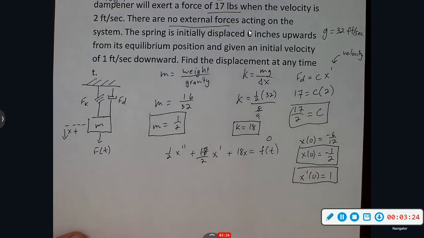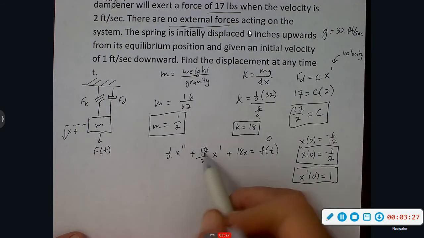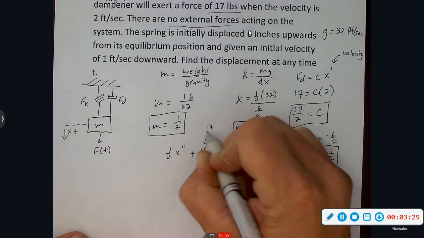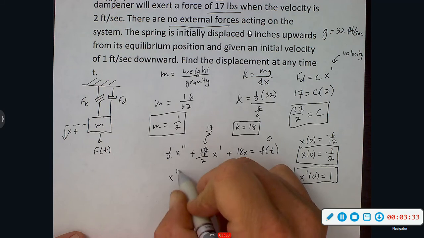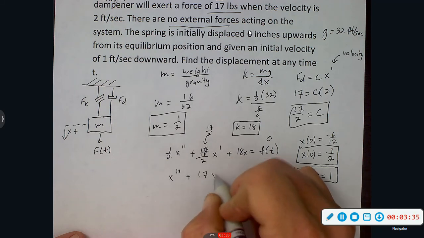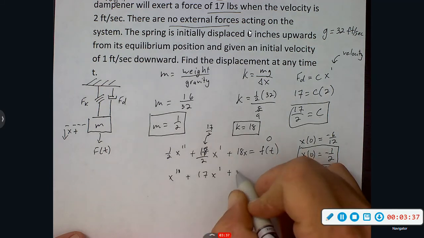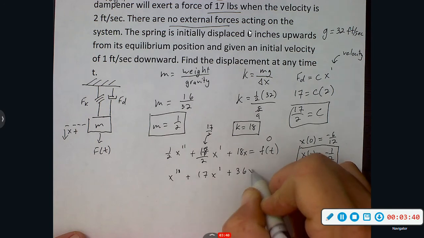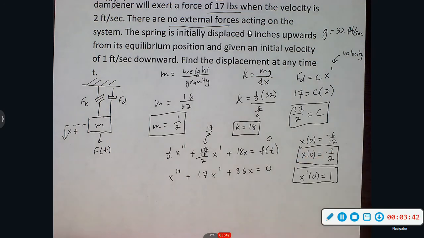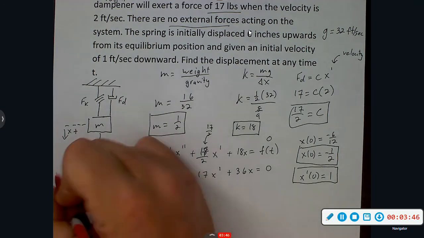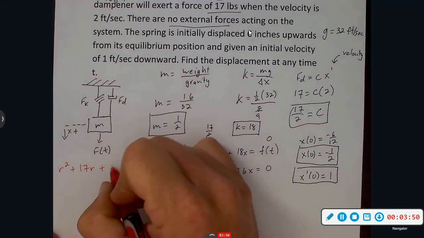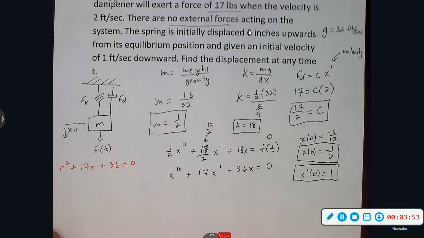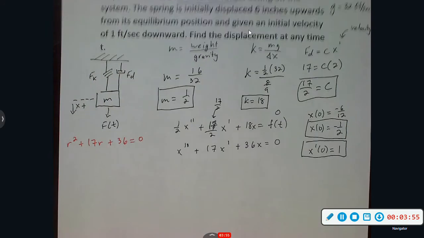All right, cleaning this up a little bit, I'm going to multiply by 2. That is a 17 there. 17 over 2. And then we're going to convert that back to r's, right? So I'm going to write that over here on the side. R squared plus 17r plus 36 equals 0. We have to use the quadratic formula next.